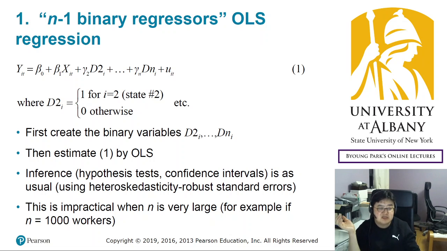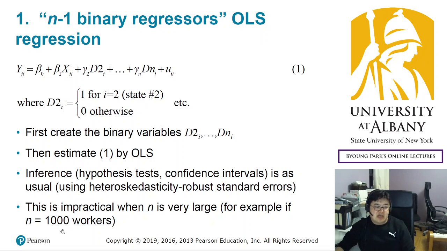Every parameter is estimated, so it should be easy. In our example, it's fine because there are only 50 states. Estimating 50 parameters is very simple these days by computer. However, 50 is just too small. Usually, you have to think about a much larger data set.